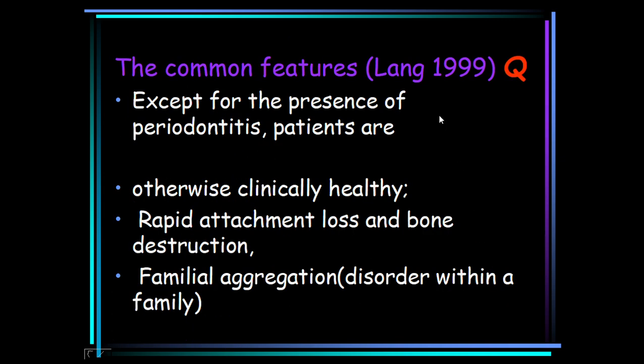Common features as given by Lang in 1999. Except for the presence of periodontitis, patients are otherwise clinically healthy. Rapid attachment loss and bone destruction will be there. Next is familial aggregation, that means the disorder is within the family. These are features that are considered to be there in aggressive periodontitis.